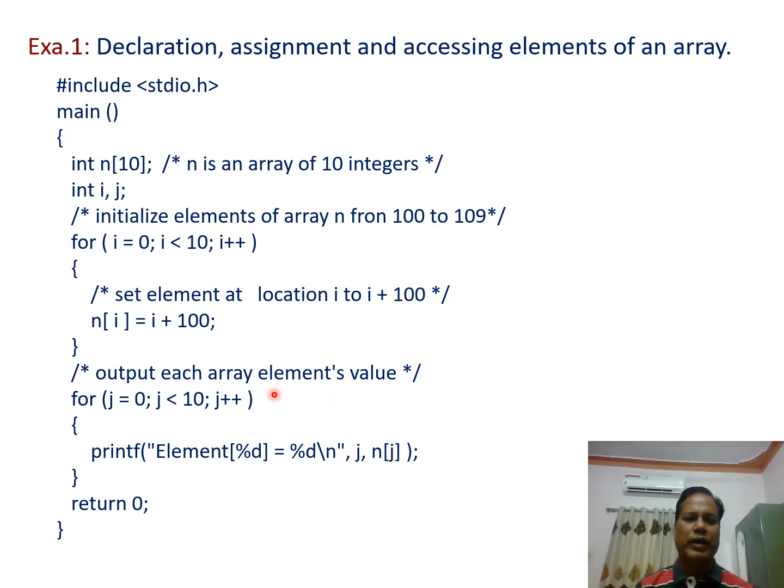After that, the value of j is incremented and the condition is tested again. It is found that the second time also the condition is true, so the second element of array n is printed. In this way, this for looping statement prints all the array elements from 100 to 109, and then when the value of j is incremented, the condition becomes false and control comes out of the for loop. The next statement is return 0. This statement tells the operating system that the program is executed properly.